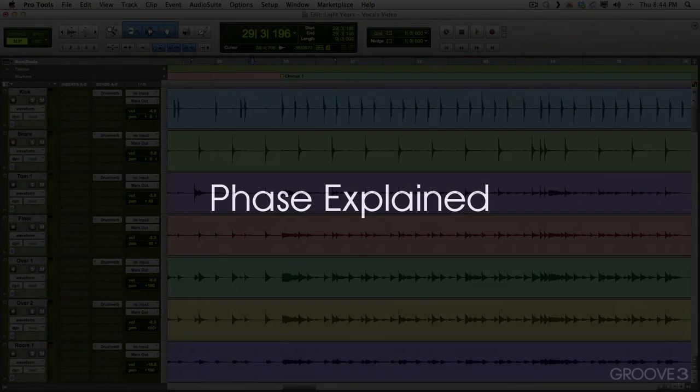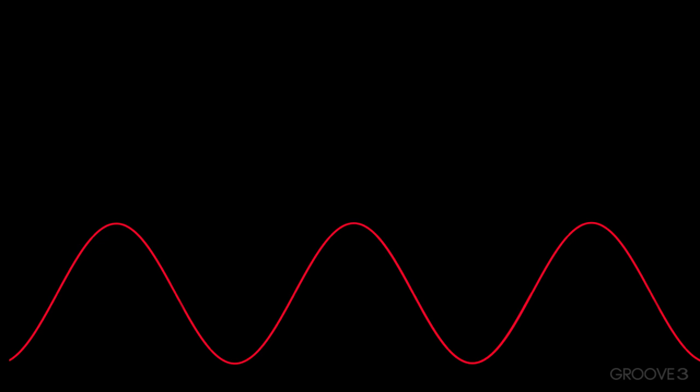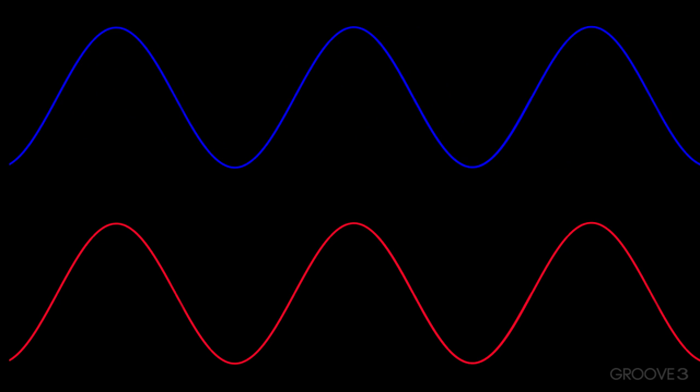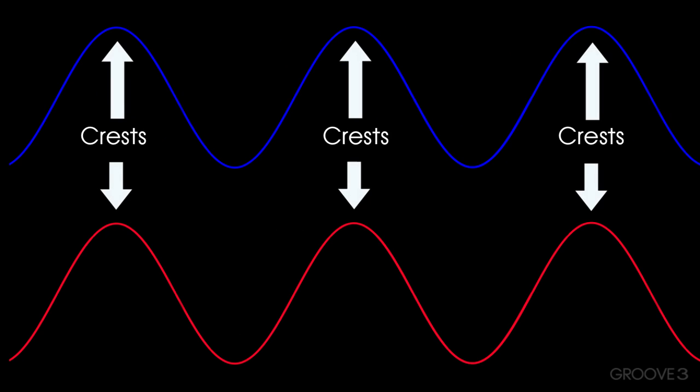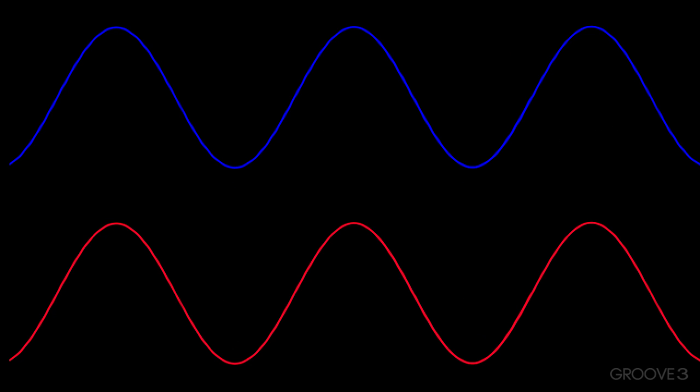In this series, we're going to learn about phase. Phase is a term used to describe the position of one sound wave relative to another. Two identical waves are in phase when the crests, or the highest positive points, and troughs, or the lowest negative points of the waves, meet or are in sync with each other.